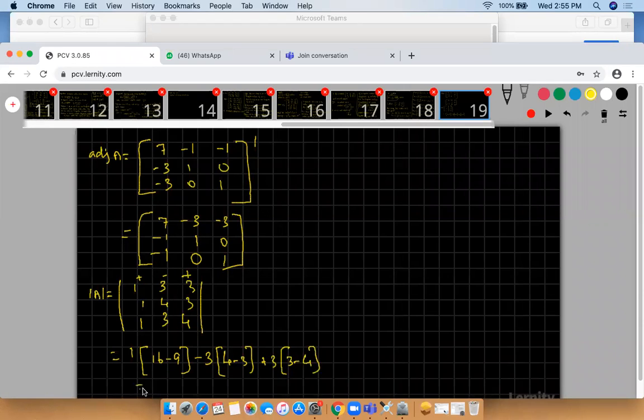So therefore the value of the determinant is 16 minus 9, that is 7. 7 into 1, that is 7. This is plus 1 into minus 3, minus 3. This is minus 1 into 3. So therefore minus 3. So 7 minus 6, the answer is 1. So therefore the value of the determinant is 1 only. Okay, right. So now come to that.